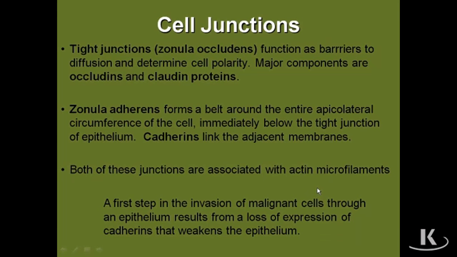All right, so here are the details. As we said, a zonula occludens functions as a barrier to the extracellular space. It helps determine cell polarity. The major components of that barrier are occludin and claudin proteins. The zonula adherens lies directly below the zonula occludens. It helps maintain the integrity and the proximity of the zonula occludens. And this is where we find cadherins linking the adjacent membranes.